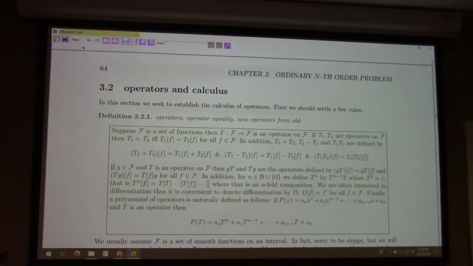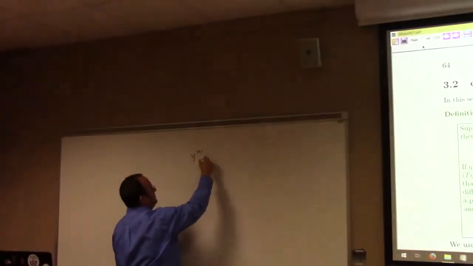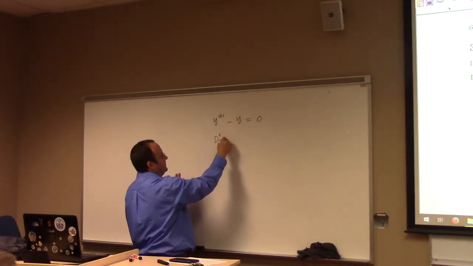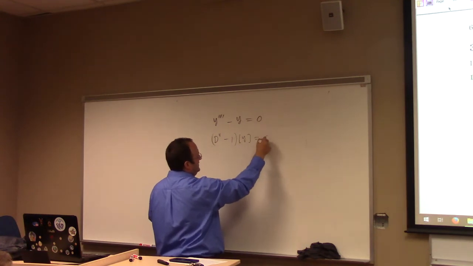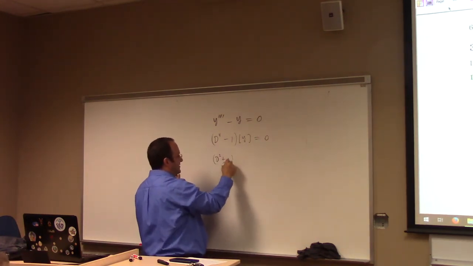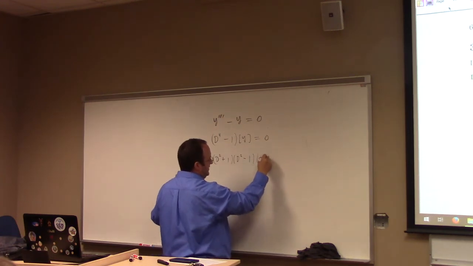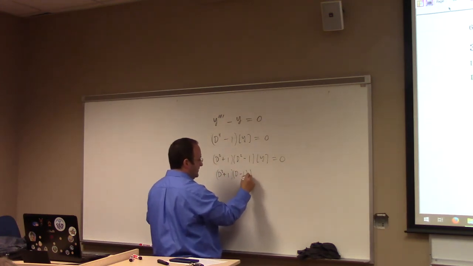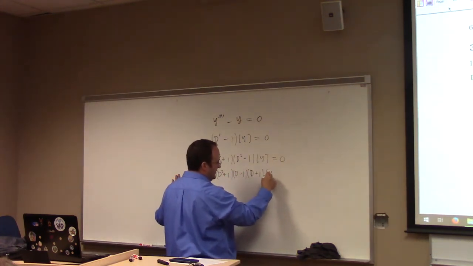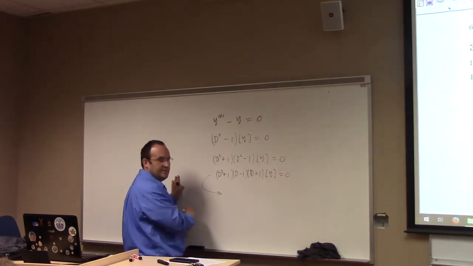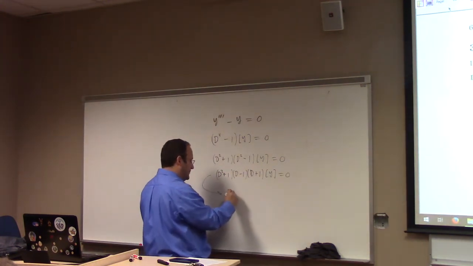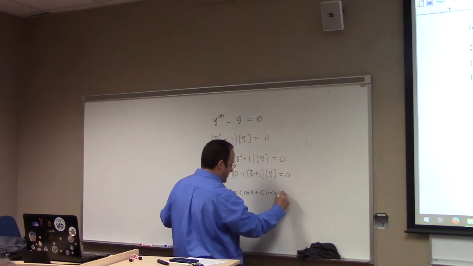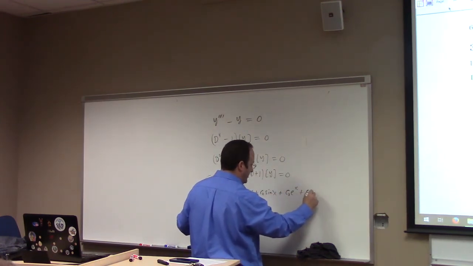So check it out. If I was going to solve, say, y prime prime prime prime minus y equal to 0, all I do is look, that's d to the fourth minus 1 acting on y equals 0, and then I can factor that. That's d squared plus 1 times d squared minus 1 acting on y equal to 0, which is, by the way, d squared plus 1 times d minus 1 times d plus 1 acting on y equal to 0. And once I have that, the machine I will build next time will tell us to write down y equals c1 cosine of x plus c2 sine of x plus c3 e to the x plus c4 e to the minus x. And there you go.